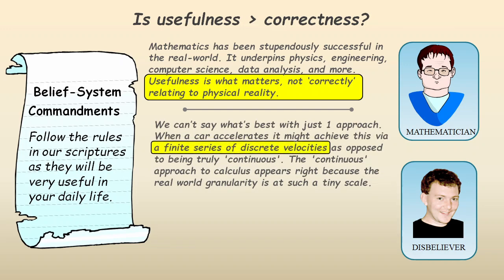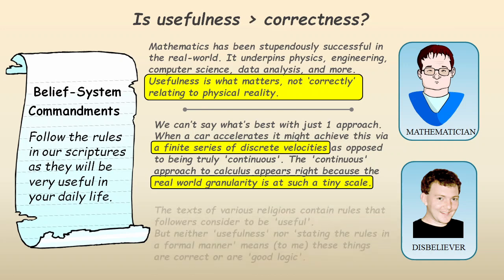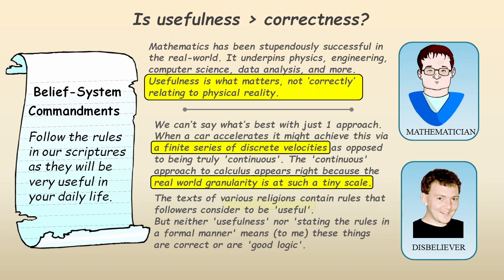When a car accelerates, it might do this via a finite series of discrete velocities, as opposed to being truly continuous. In which case, any model based on continuous motion that is supposedly infinitely divisible would be inherently flawed. And so the apparent success of the abstract approach could just be down to the granularity of the real world being at such a small scale. Religious scriptures can be useful, such as to provide moral guidelines, but this does not mean that they contain superior logic over atheism.